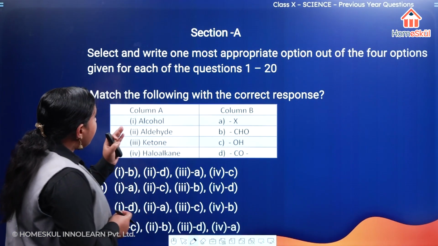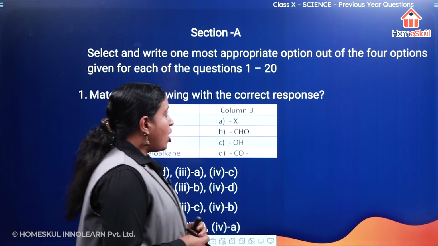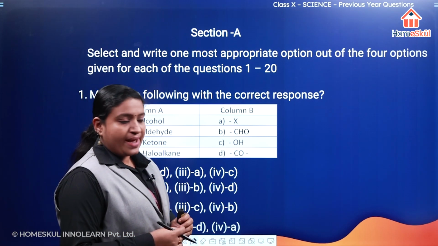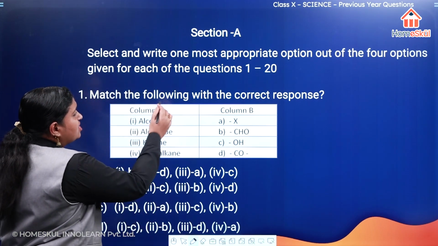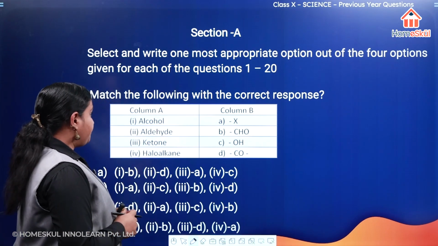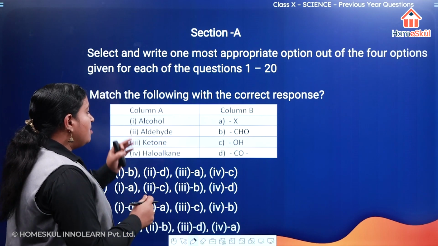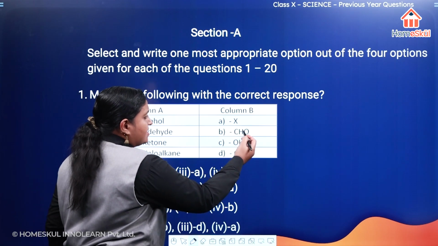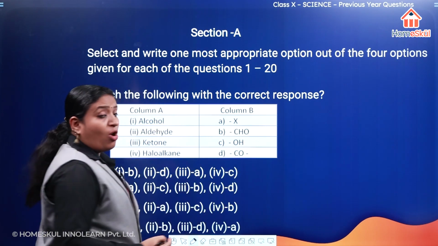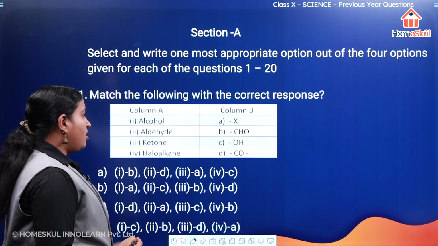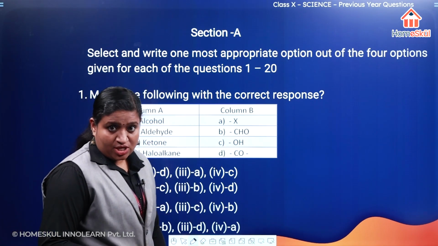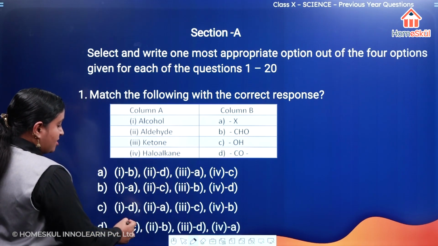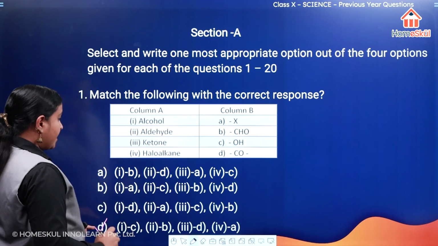Section A. Select and write one most appropriate option out of the 4 options given for each of the questions 1 to 20. First question, match the following with the correct response. First column, alcohol. Which is the suited one for alcohol here? Is it X, CHO, OH or CO? Yes, we know the alcohol symbol is OH, right? So it is C. So here C is in option D, right? So option D is the correct answer.